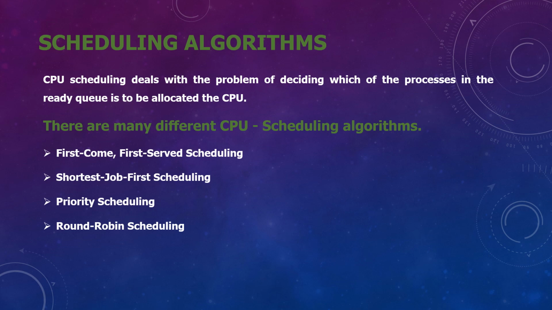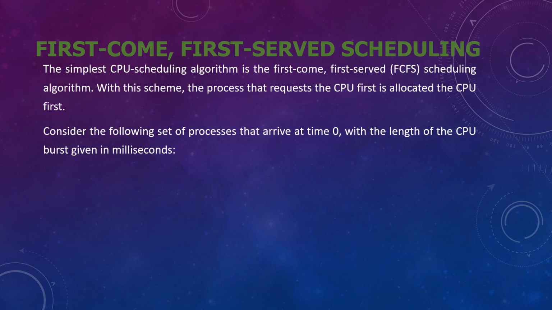There are many different CPU scheduling algorithms. The first one is first come, first served scheduling algorithm. Then you have shortest job first scheduling algorithm. Then you have priority scheduling algorithm. And you have round robin scheduling algorithm. In this PPT, we will discuss about first come, first served CPU scheduling algorithm.